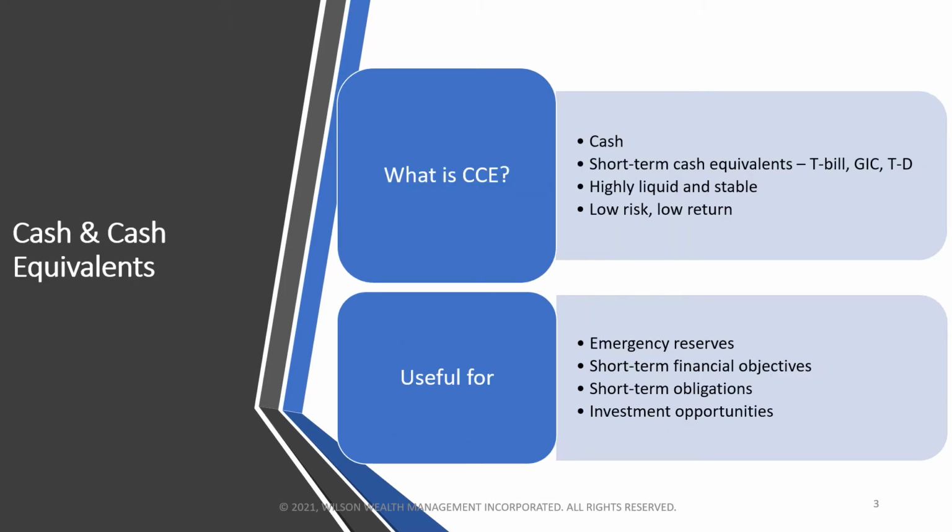Cash and cash equivalents. That's obviously going to be cash. It's also going to be those short-term, let's say up to 1 year cash equivalents. Treasury bills, guaranteed investment certificates, term deposits, maybe even some very liquid bond funds made up of short-term bonds or other fixed income. But regardless, it's going to be assets that are highly liquid and very stable. And that means they're going to be low risk and give you low return. You're investing in them for that liquidity, for that stability, not for the return.